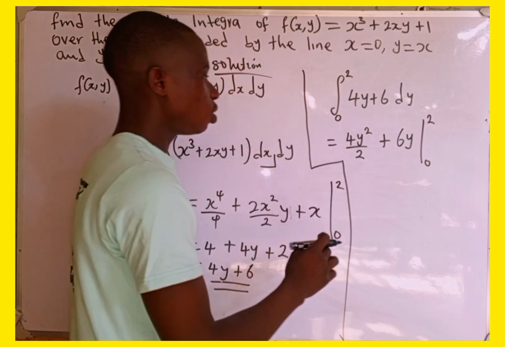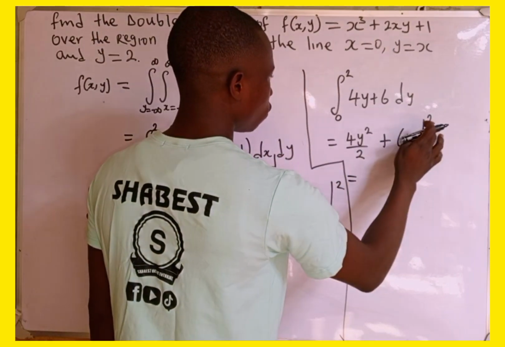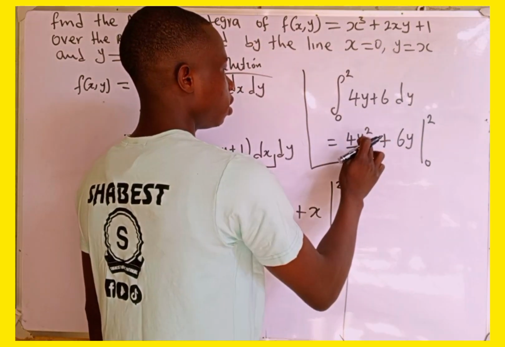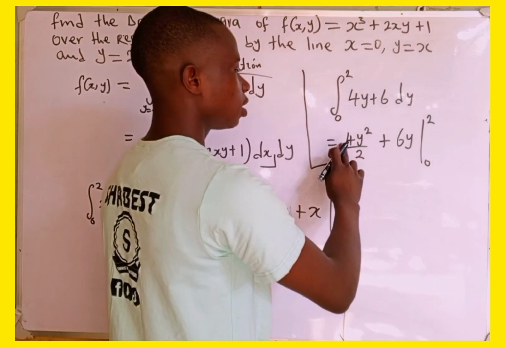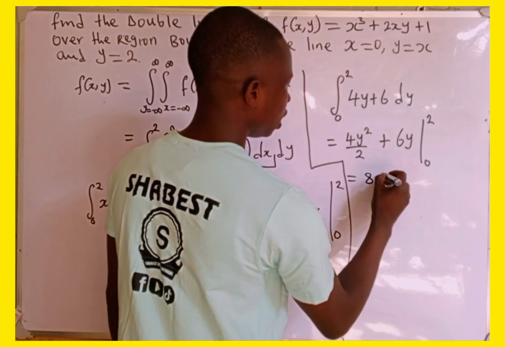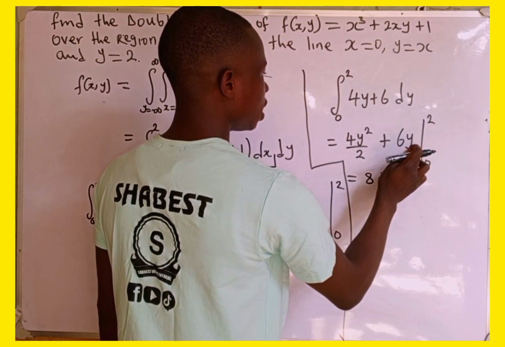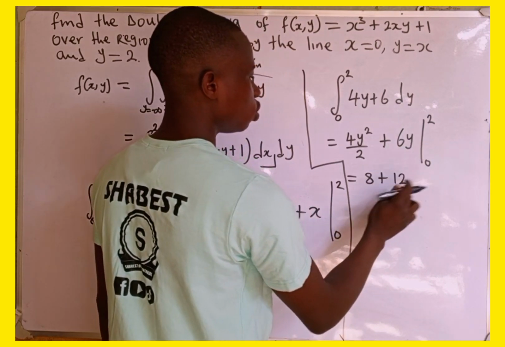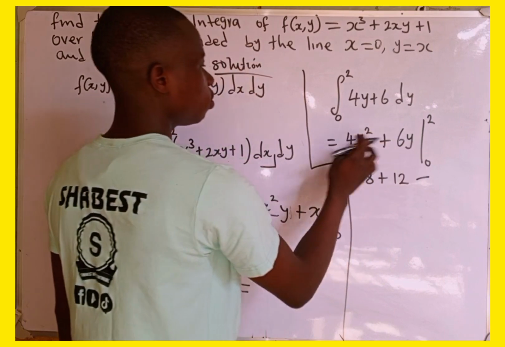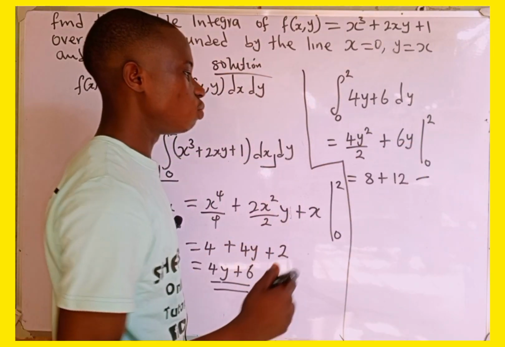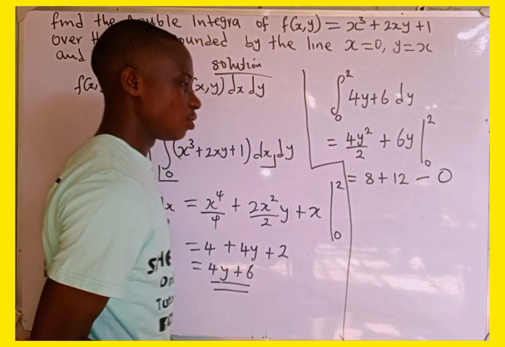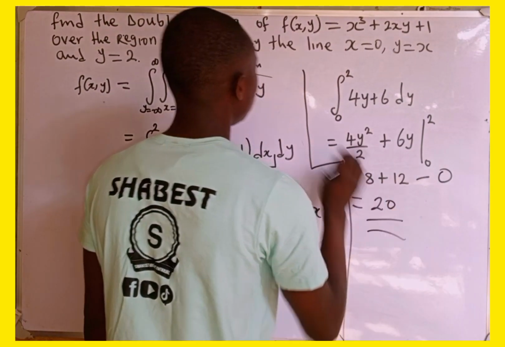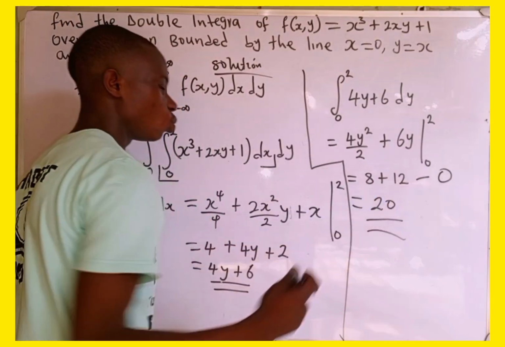Now we substitute the upper bound. In place of y we put 2. 2 raised to the power of 2 is 4, then 4 multiplied by 4 gives us 16, and 16 divided by 2 gives us 8. Then plus, if you substitute 2 here, 6 multiplied by 2 is 12. Then minus, if you substitute 0, everything becomes 0. So minus 0, which is equal to 8 plus 12, which is 20. Therefore, the value of this integral is equal to 20.